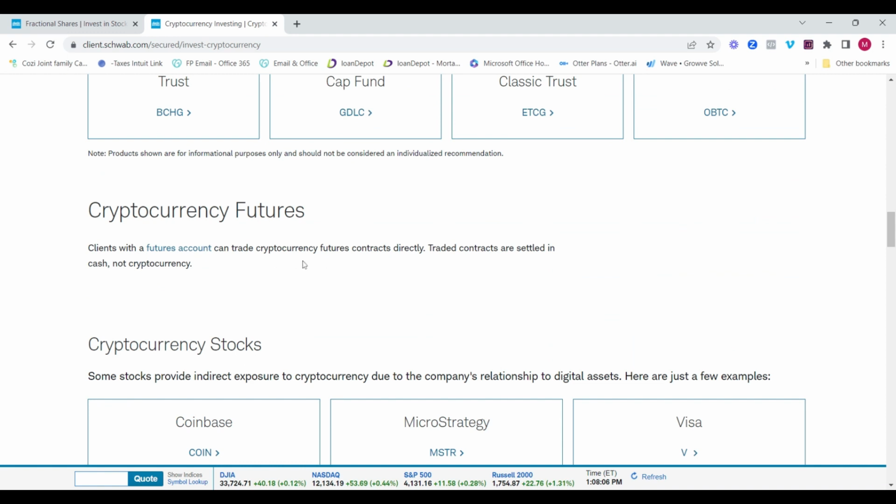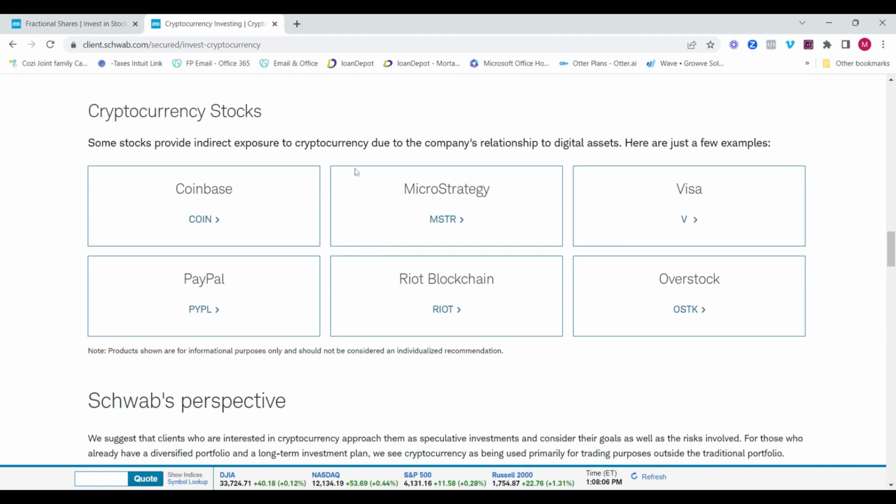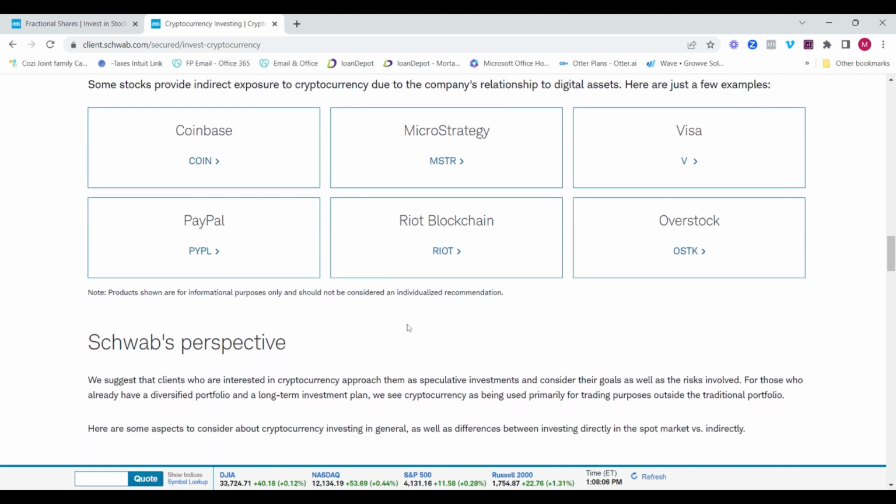And then if you do have a futures account here at Charles Schwab, then you are able to trade on the futures, but it's not like owning the actual cryptocurrency. You're, in a sense, making bets on cryptocurrency. Then there are cryptocurrency related stocks that it mentions as well. And then Schwab's going to provide a perspective on cryptocurrency there.